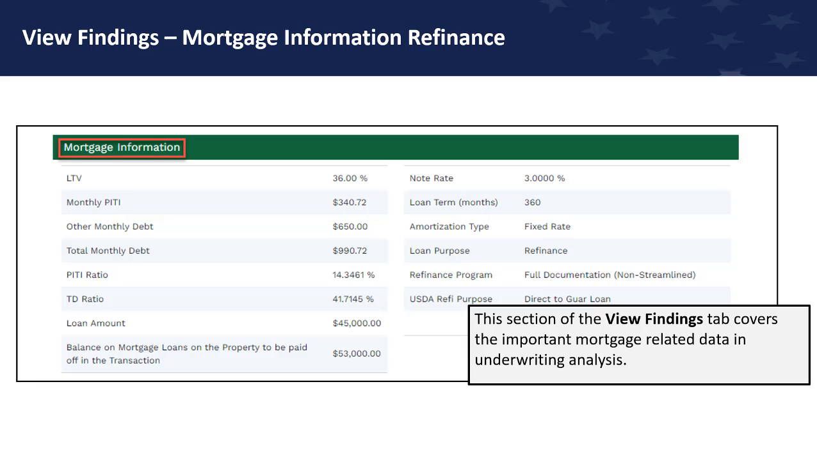Loan amount is listed. Sales contract price is listed if the loan purpose is purchase. Balance of mortgage loans to be paid off in the transaction is listed if the loan purpose is refinance. Property value is listed if the loan purpose is purchase. Note rate is listed. Loan term in months will default to 360. Amortization type is listed. Loan purpose is listed.